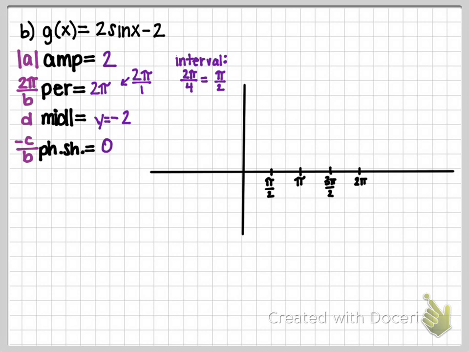And now we know our midline is actually going to be down here at negative 2. So through negative 2, I like to put a little dotted line to make sure I know where those points in the middle are supposed to go. All right, now my amplitude is 2, so that means that my maximums will be up here at 0, and my minimums will be down here at negative 4.